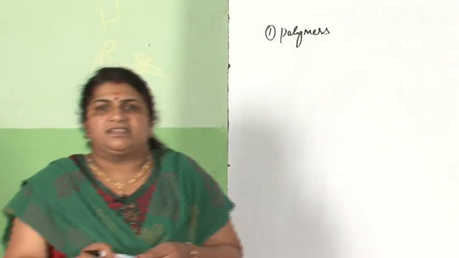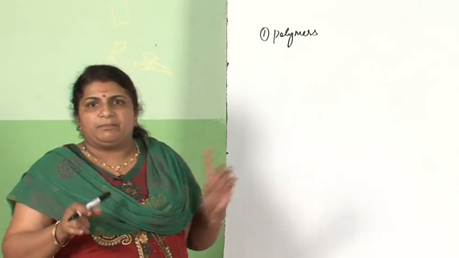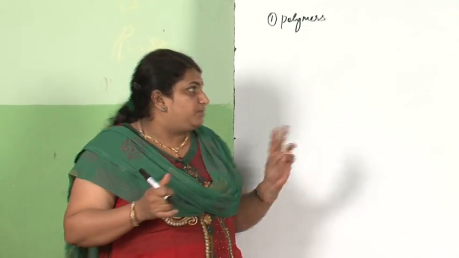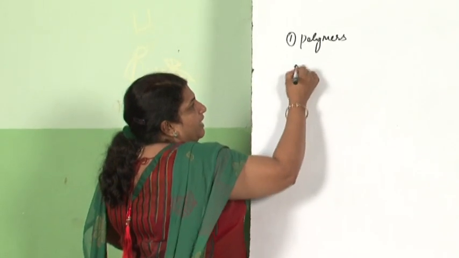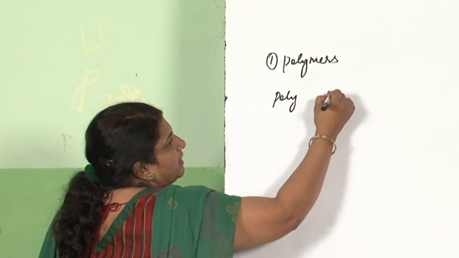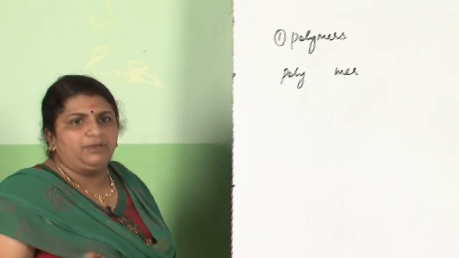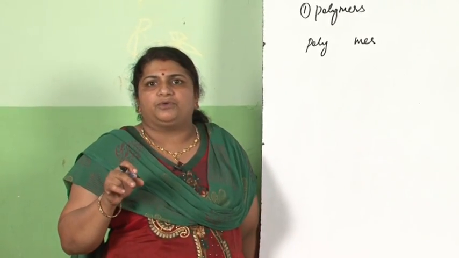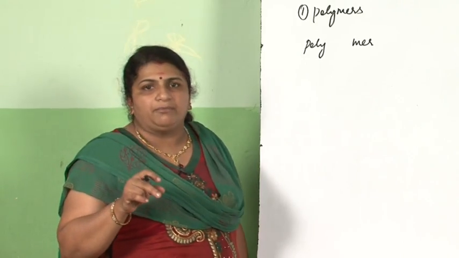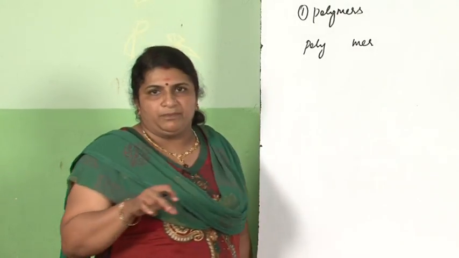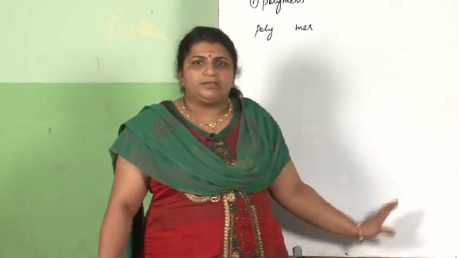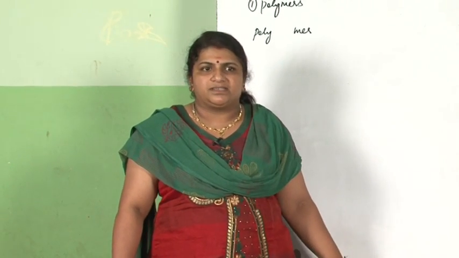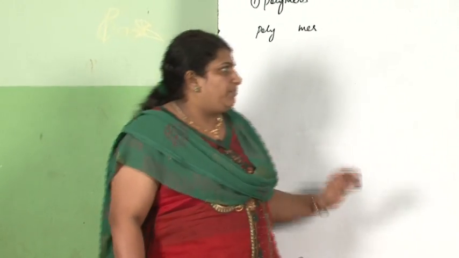Polymer consists of two words merged. Poly means many, mer means units. Many units combined together give rise to a bigger molecule or bigger unit having a high molecular mass, which is known as polymer. All the polymers are made up of basic units. That basic unit is called a monomer.